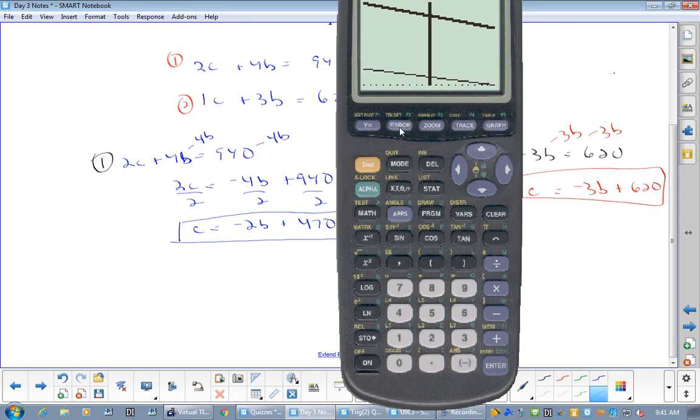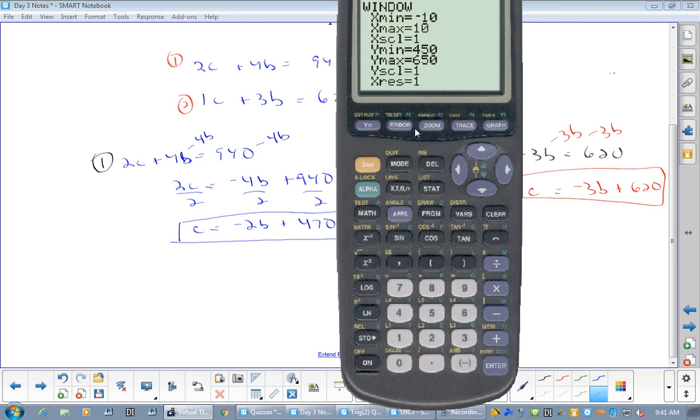So which window? X max. Yeah, that's what I was thinking, 100. Hit graph. Okay, now what's wrong? This is probably not my y-axis, right? Because if I go to my window setting, what's my minimum? 450. So I want at least a y min of 0, right?